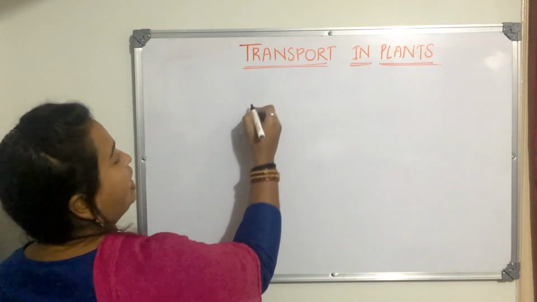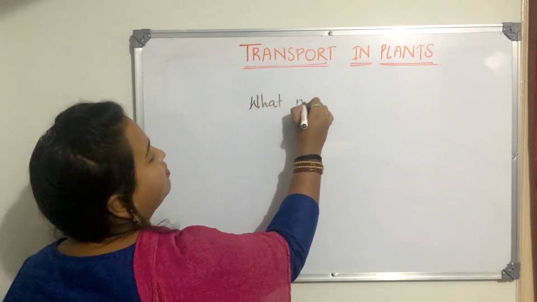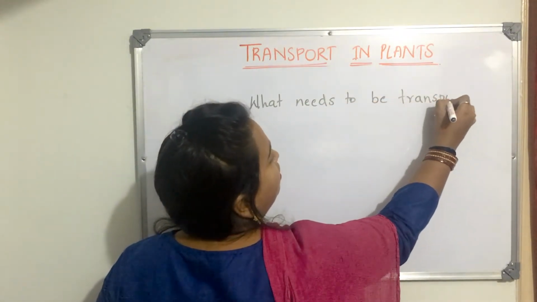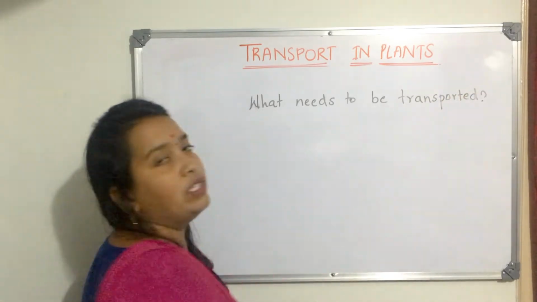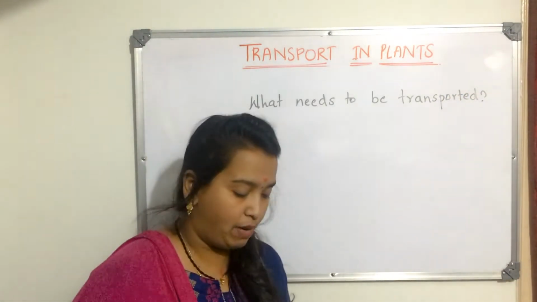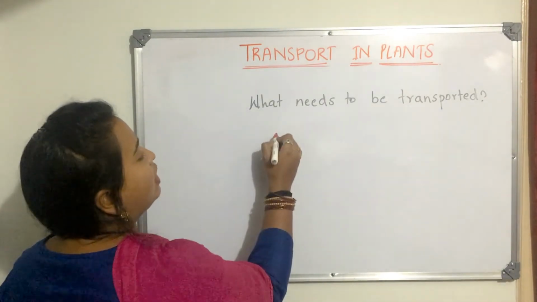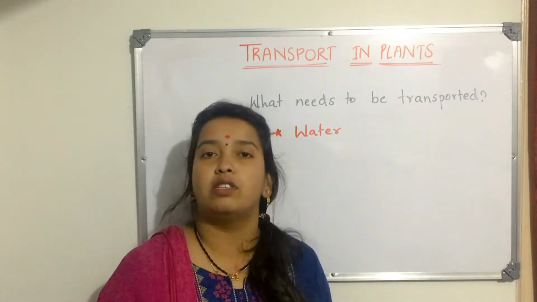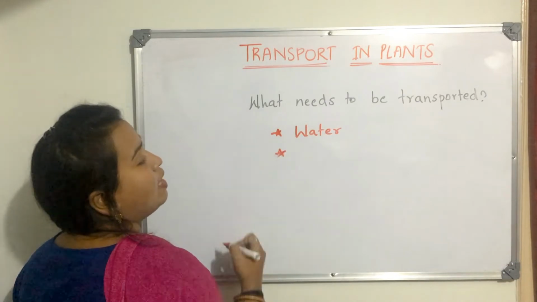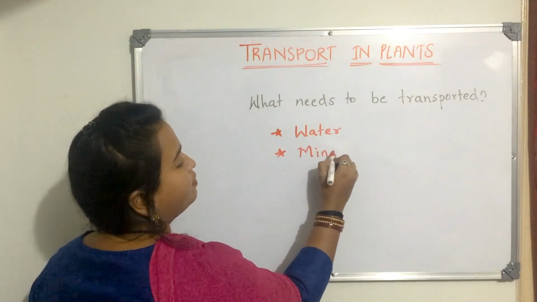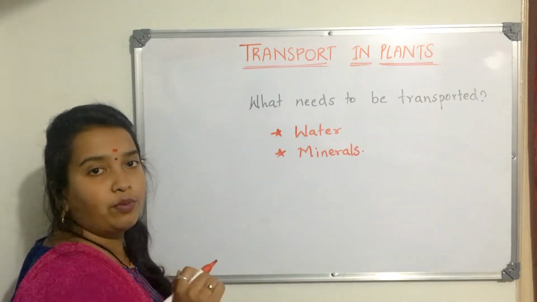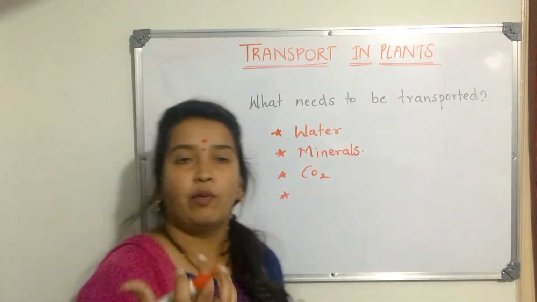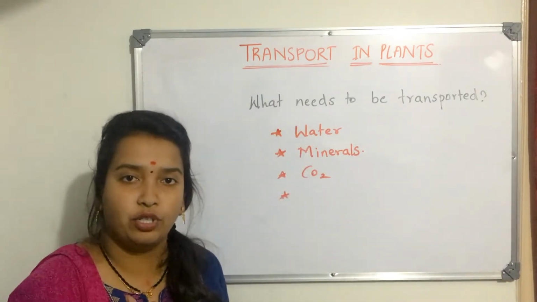First of all, the question arises: what needs to be transported in plants? So let us see. First of all, plants require water. You know that they require water for the photosynthesis process, so water needs to be transported. They also require minerals, so minerals should be transported for the sake of photosynthesis. Carbon dioxide, again, is required for photosynthesis. So many different minerals and carbon dioxide should be transported.